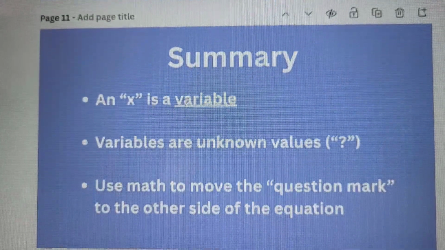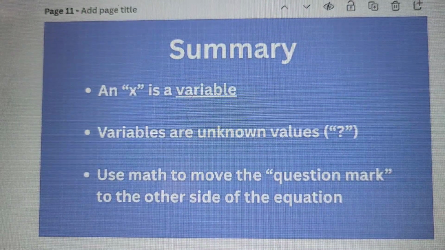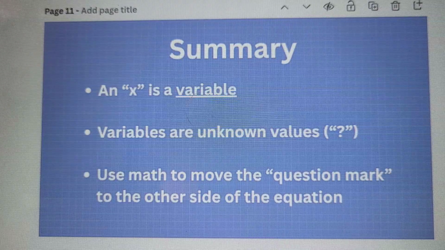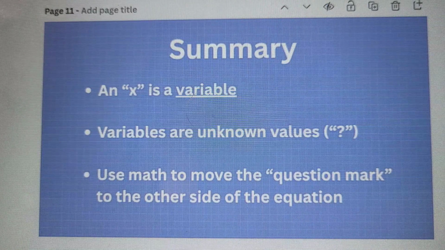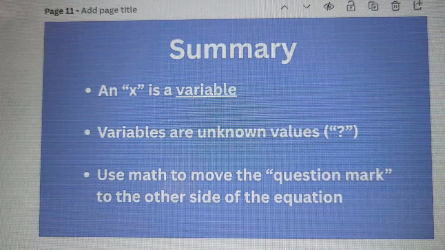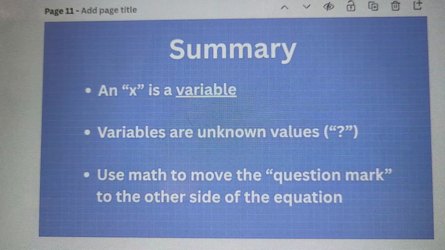In summary, x is a variable, and variables are unknown values. We can use math to move this question mark or unknown value to the other side of the equation and mathematically solve it.